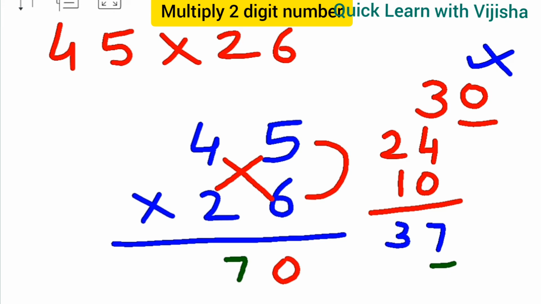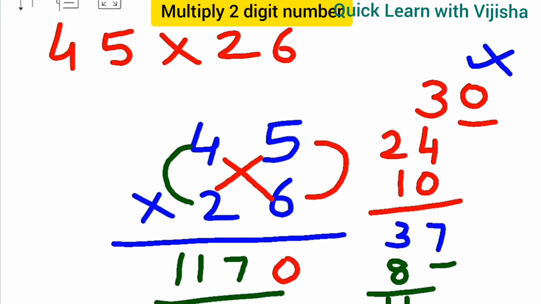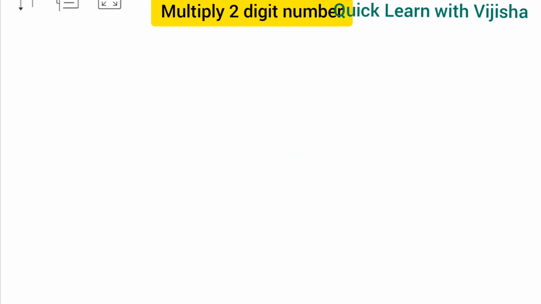Now coming for this side, 4 2s. 4 2s will give you the value as 8. I am writing under 3. So 3 plus 8 will give you the value as 11. So 11 we will write. So the answer for 45 multiplied by 26 will be 1170. Simple and easy to solve in one line. Understanding children? We'll see one more same type of sum to make the concept clear.